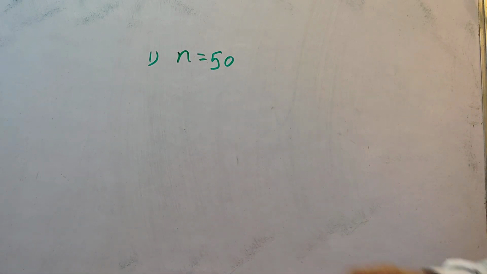Find the number of diagonals for n equal to 50, a 50-sided polygon. Find the number of diagonals.